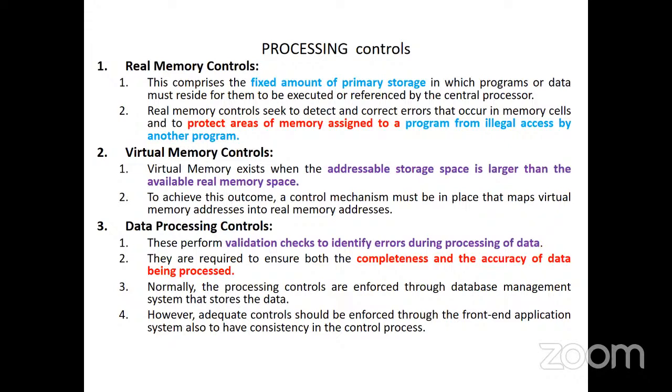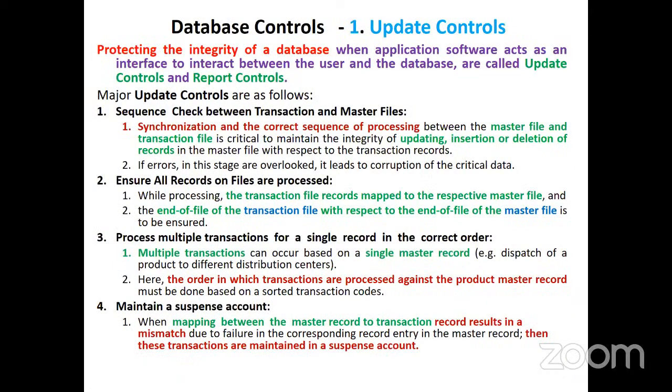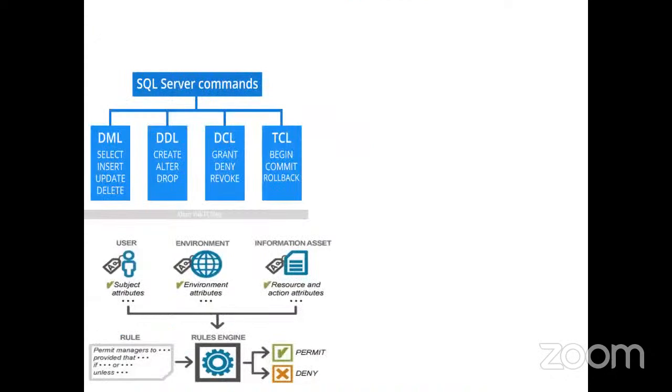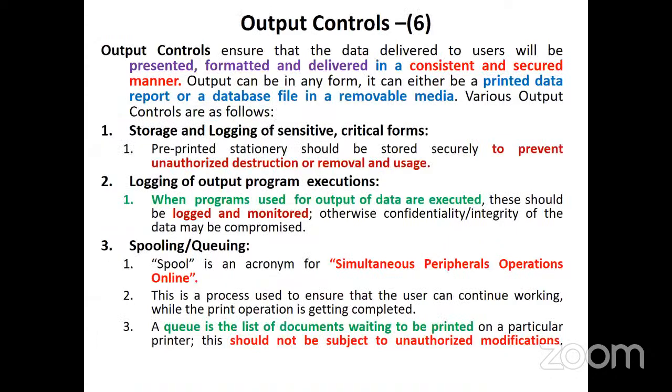So this virtual memory alone, let us read it for the better benefit of students. Virtual memory exists when the addressable storage space is larger than the available real memory space. To achieve this outcome, a control mechanism must be in place that maps virtual memory addresses into real memory addresses. Virtual memory means temporarily created memory. So everything is neatly explained.